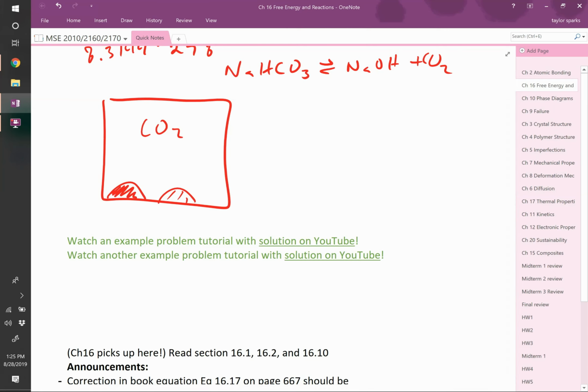But once we do that calculation, we know that it's going to either produce more CO2 gas or consume some CO2 gas. And at the end, we're going to be able to tell exactly what the partial pressure of CO2 is, which is useful, right? It tells you whether this reaction went forward or backwards and what's the final partial pressure.